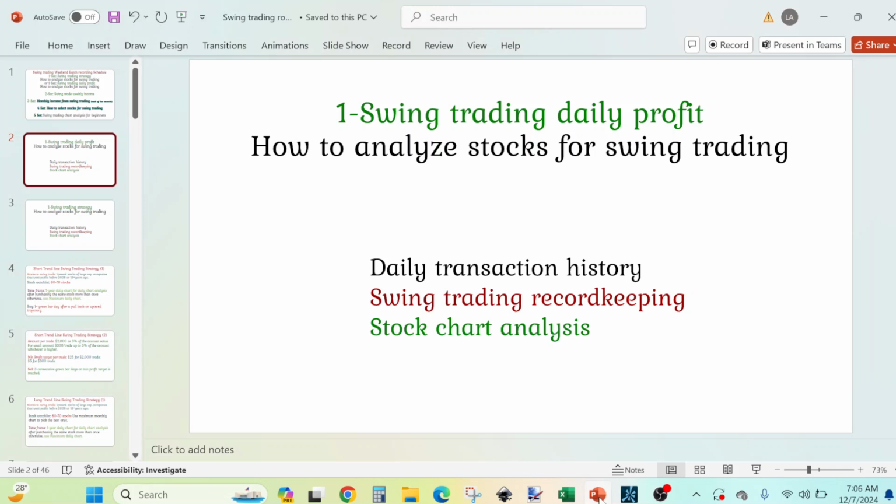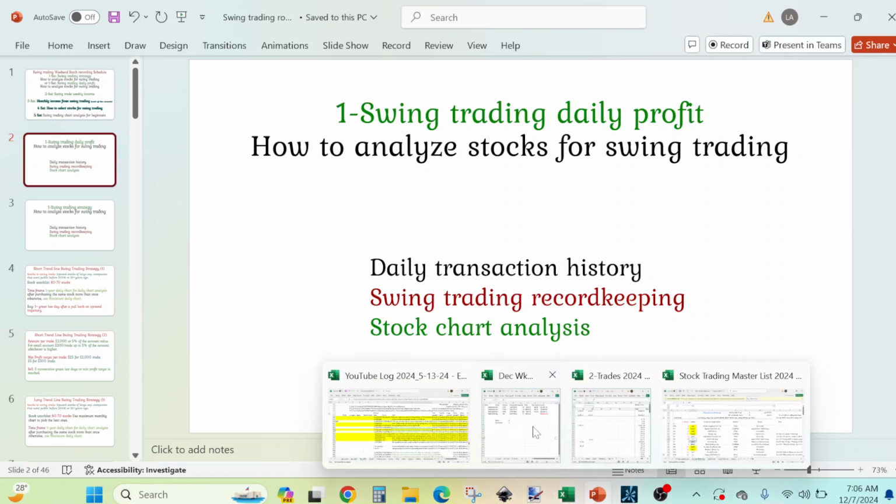How to analyze stocks for swing trading. So first, we are going to do our record keeping, and during that we will be able to see our daily profit. And after that, we are going to pick stocks for Monday by analyzing the chart.